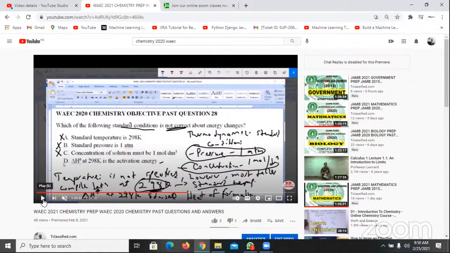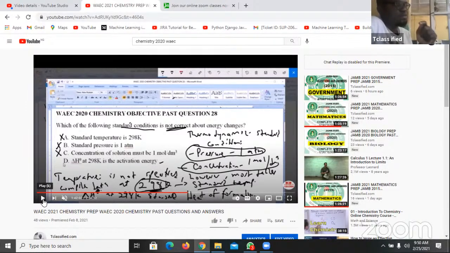Why are B and C not correct? Yeah, because the standard pressure is also 1 atmosphere. Just similar to when you say standard temperature and pressure, standard temperature is 298, standard pressure is 1 atmosphere.